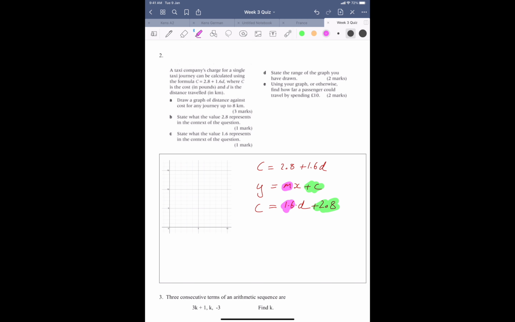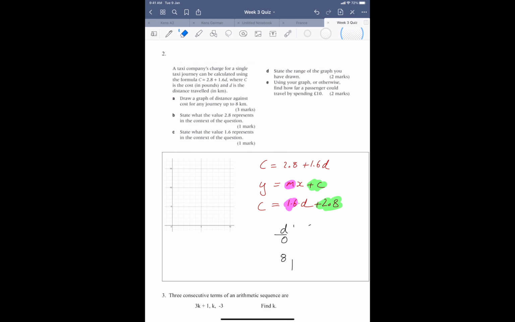Okay, so let's just see how this will work. It says draw a graph of distance against cost for any journey up to 8 kilometers. So maybe you could just do a little table of values. This is distance, this is cost, maybe 0 and 8, because you know it's a straight line. So for 0, when we substitute in, the cost will be 2.8. So it's charging you 2.8 for travelling 0 kilometers. Well, that's just a call out fee or a flag down rate.